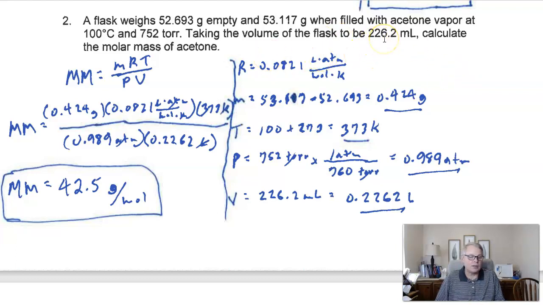This is about a 200 milliliter flask. If you were using a 200 milliliter flask, 100 degrees, there's your water. This is roughly room pressure. So yeah, I mean, this is reasonable data for an actual lab if you were going to do it.